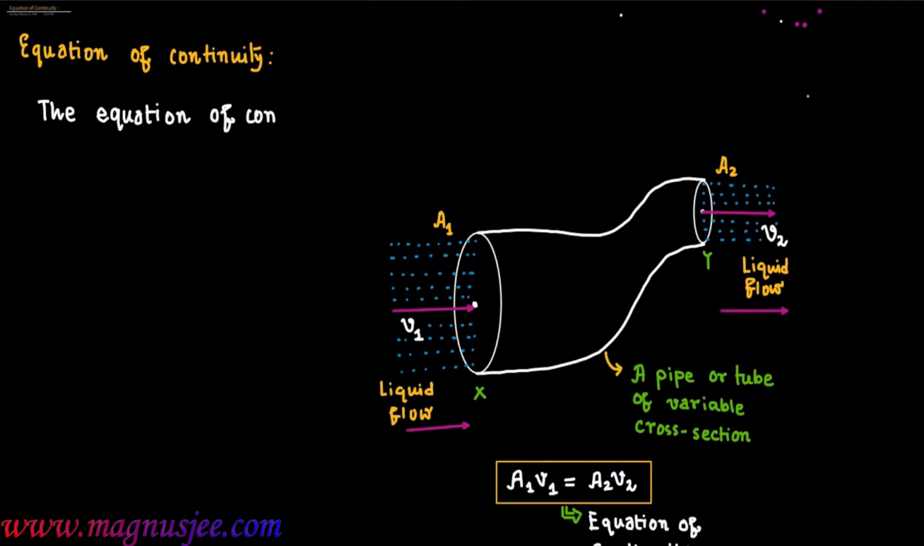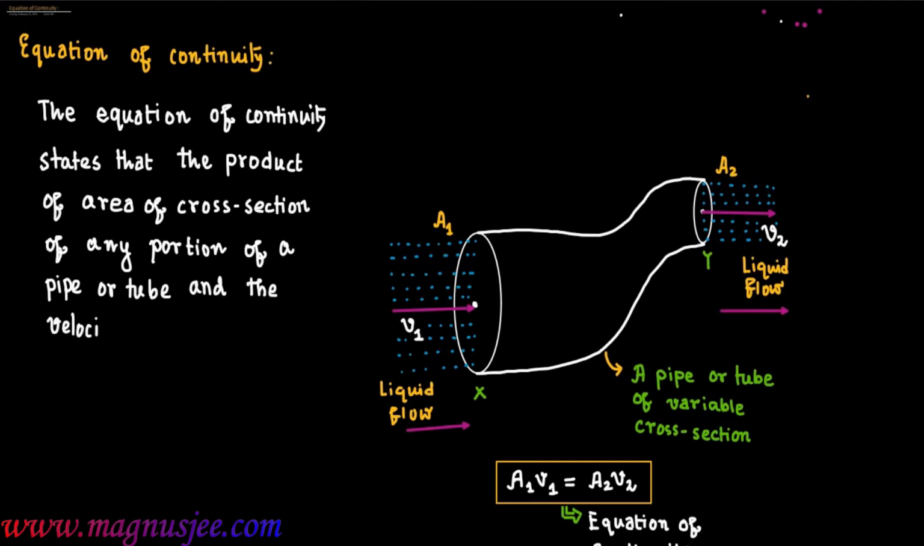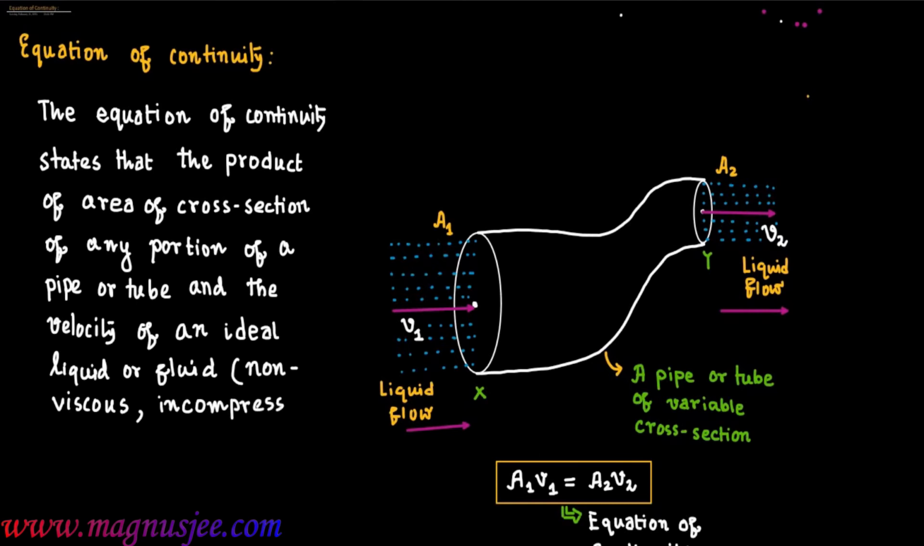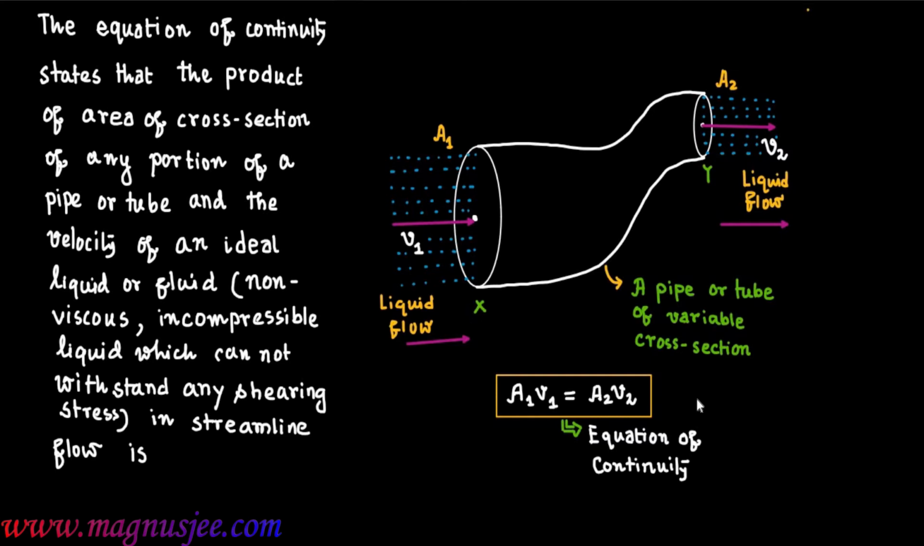The equation of continuity states that the product of area of cross section of any portion of a pipe or tube and the velocity of an ideal liquid or fluid (non-viscous, incompressible, which cannot withstand any shearing stress) in streamline flow is constant.